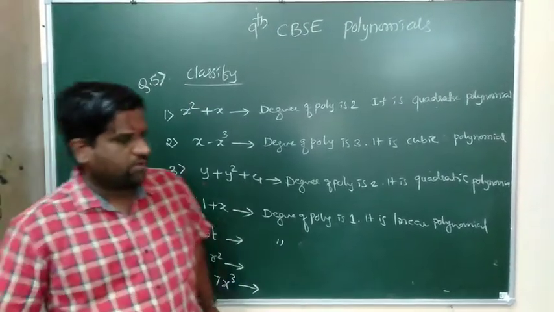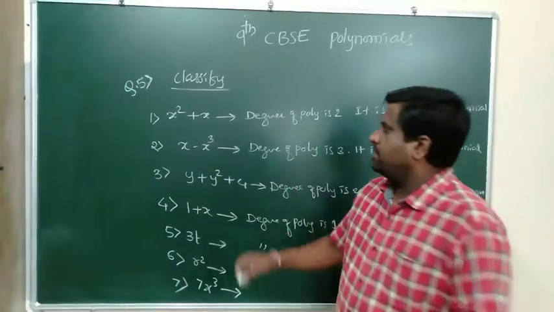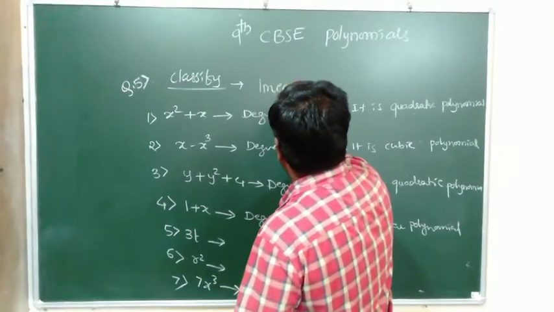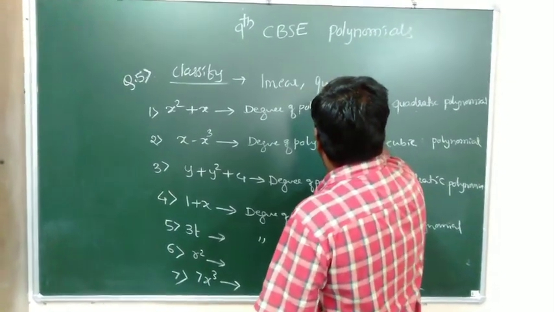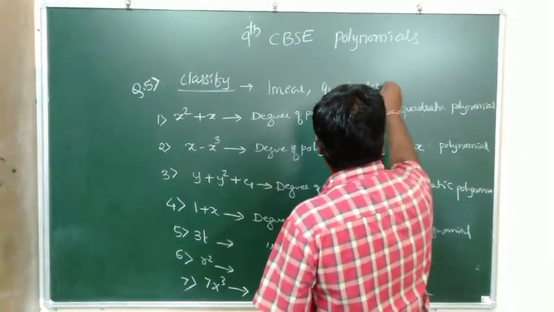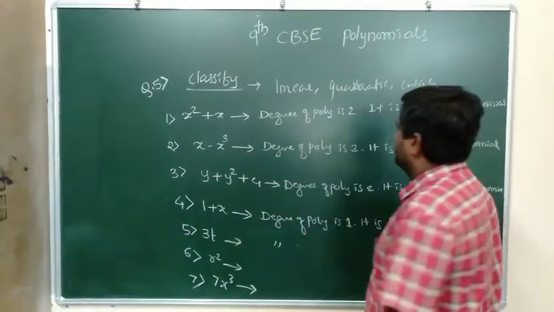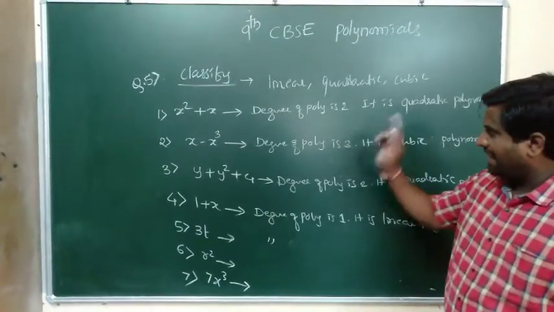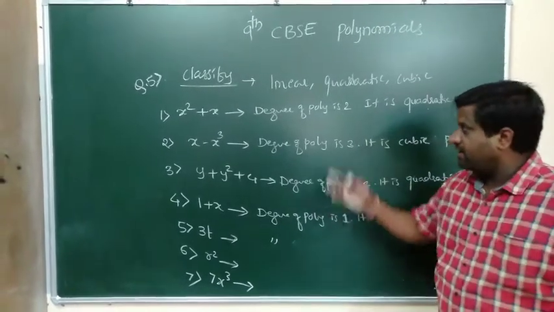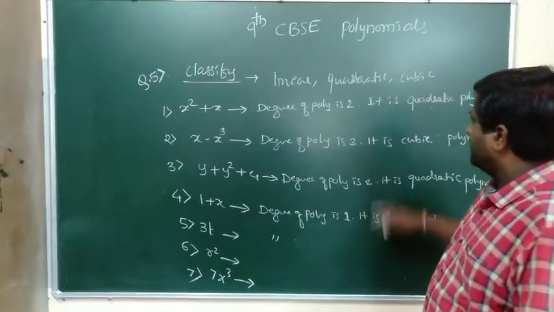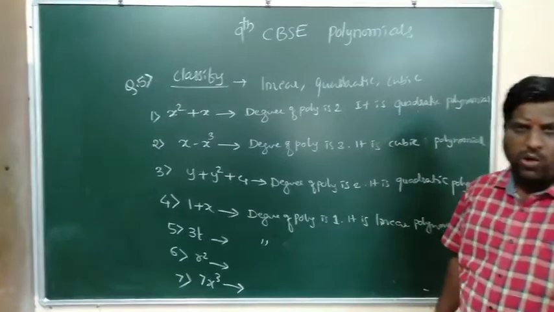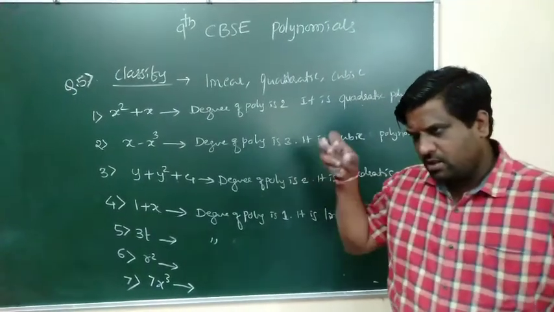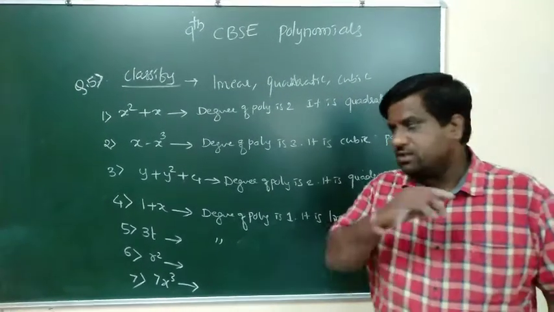So this is the last question from exercise 2.1. Classify the given polynomials as linear, quadratic, and cubic. See, you will be given some polynomial expressions. On that basis, you have to say which one is linear, which one is quadratic or cubic. Quadra means the power is 2. It's a Greek word. The maximum power is 2.